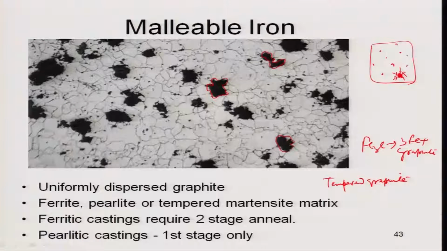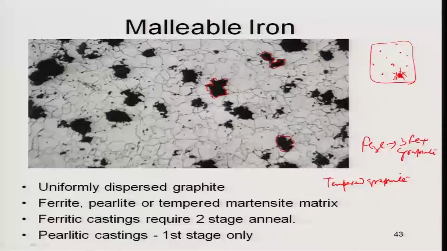On the other hand, if you keep it for a long time, 72 to 96 hours, then the carbon will diffuse to the graphite from all the regions and the whole matrix will become depleted of carbon, and then it forms a ferritic matrix, correct. So, that is the way it forms. A ferritic matrix requires two stage annealing, that is why. What is two stage annealing? First you anneal at 850 degrees Celsius to form the graphite, then you cool it down. The graphite reaches critical size and grows. Then you reduce the temperature. This happens for about 48 hours.